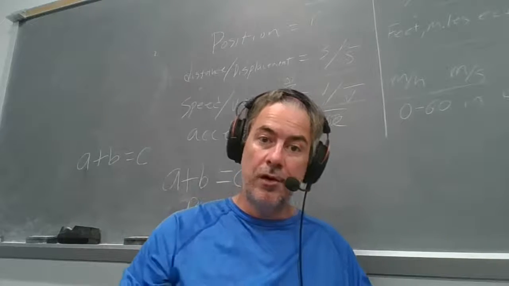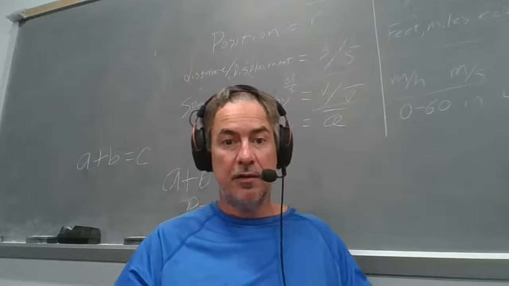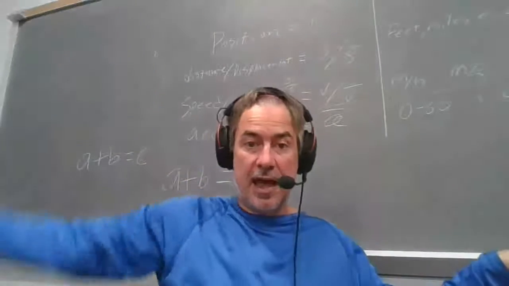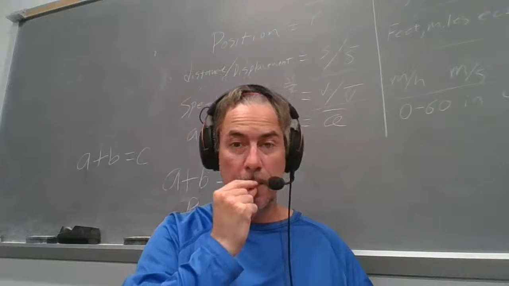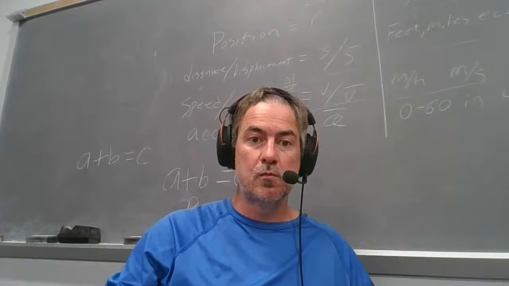If I'm in quadrant one, I have a positive x and a positive y. If I'm in quadrant two, I have a positive y and a negative x. Quadrant three, negative y, negative x. Quadrant four, negative y, positive x. I need you to be able to see that. Not solve for it, but you got to be able to see it. Cool.